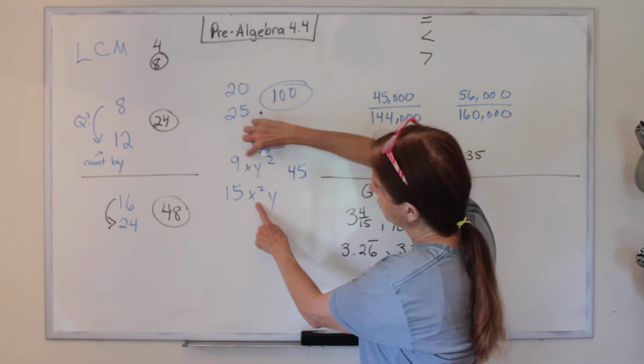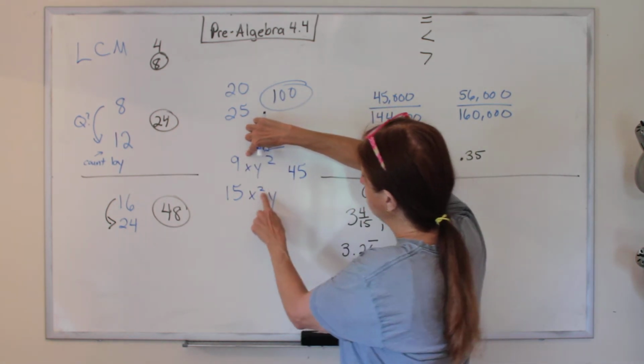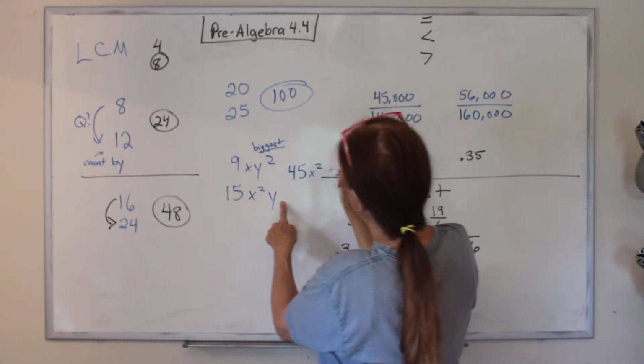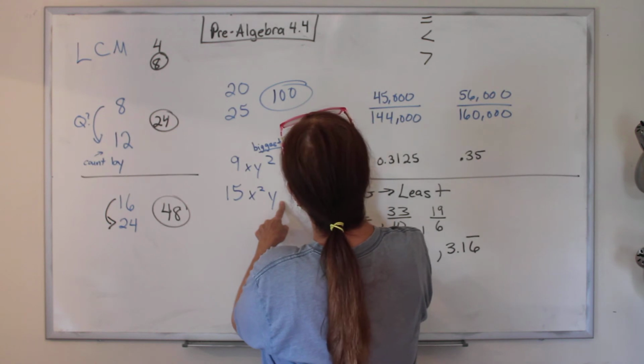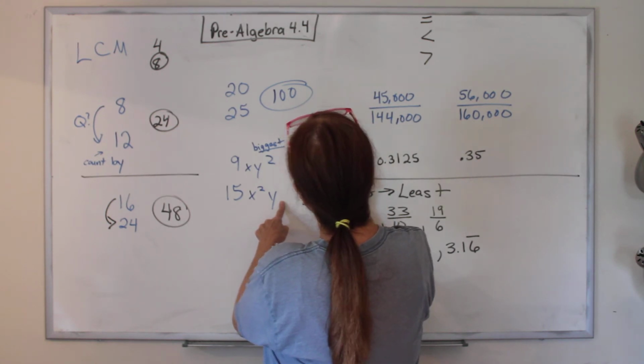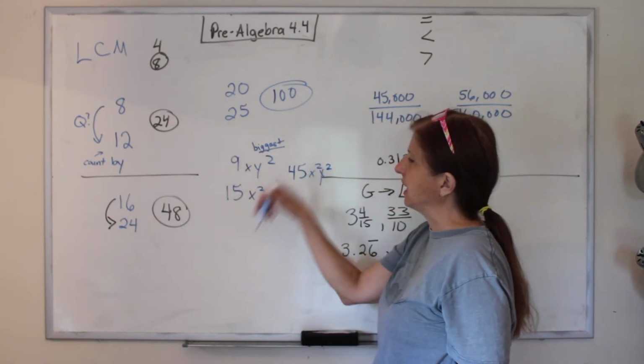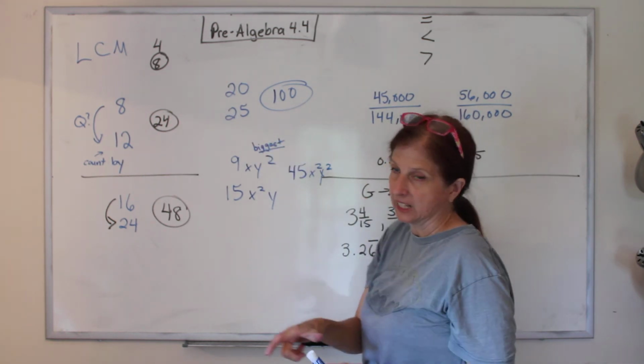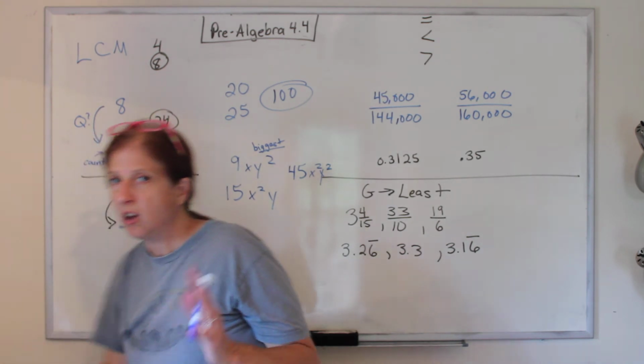Then with the letters, you find the one with the biggest exponent and write it down. So it's the opposite of what we did with the greatest common factor, where we found the littlest exponent. With the least common multiple, we find the biggest exponent. Not hard.